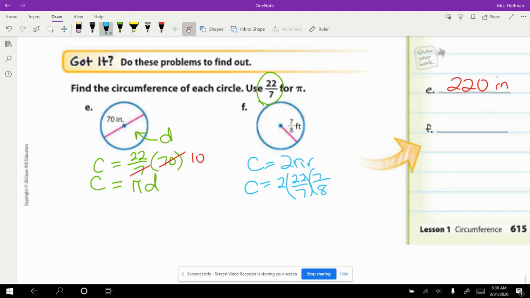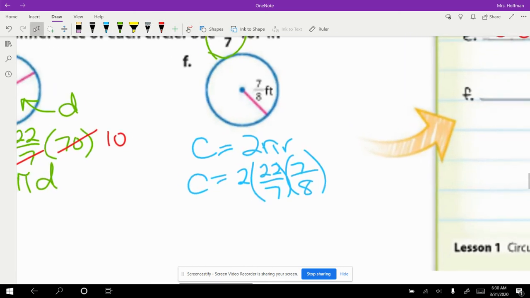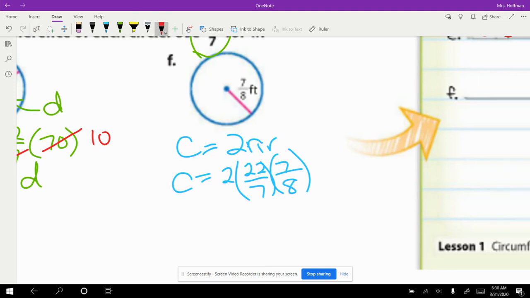And I want to cross cancel everything that I can to help myself out right now. I'll even zoom in a little bit so you can see my cross canceling better. So 7 and 7 are going to go away because they're on either side of the fraction bar. I also know that 2 and 8 can cross cancel, so my 8 is going to become a 4, and my 2 is basically going to go away. So all you're going to have is 22/4.